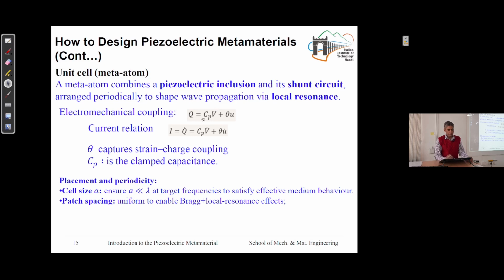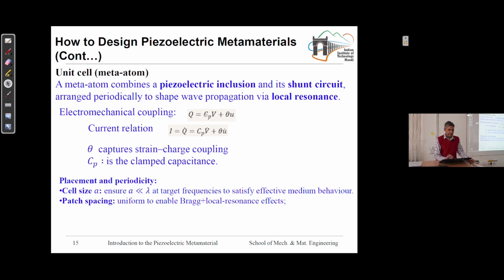Q is equal to Cp V + θ U. Cp is the capacitance, V is the electric voltage, θ is the strain charge coupling, and U is the relative displacement between the piezoelectric material and the host, the so-called matrix. Of course, if it is completely embedded, then U is the same as the displacement of the host. So we have these simple equations.